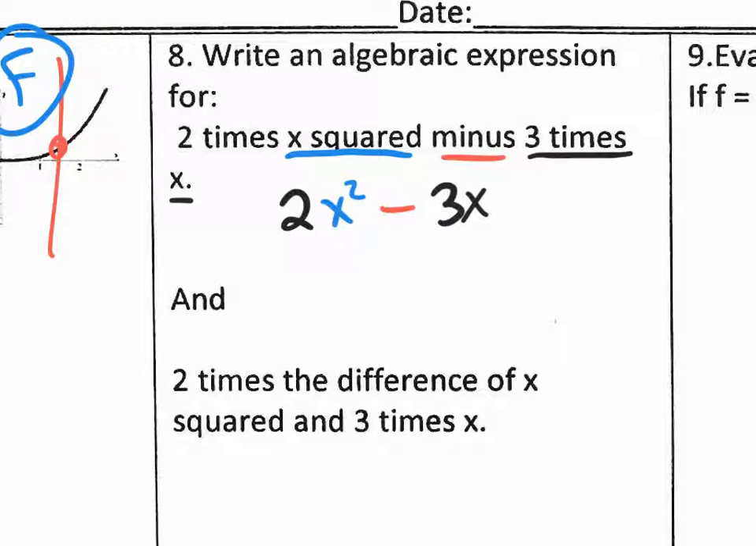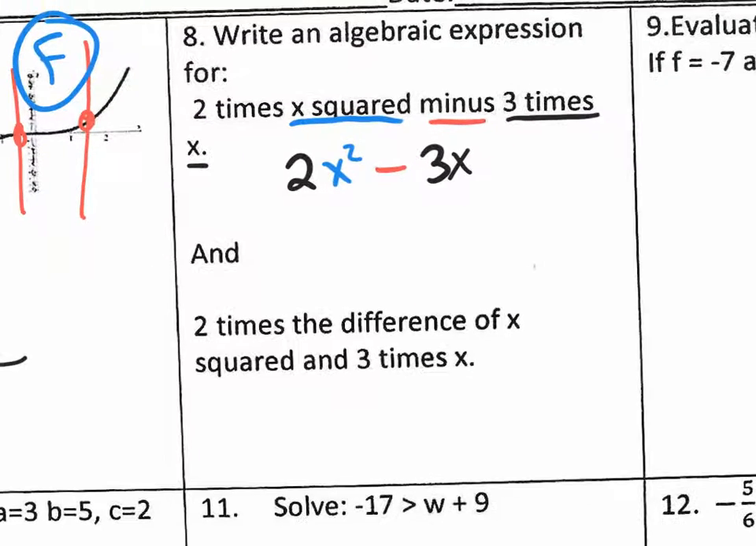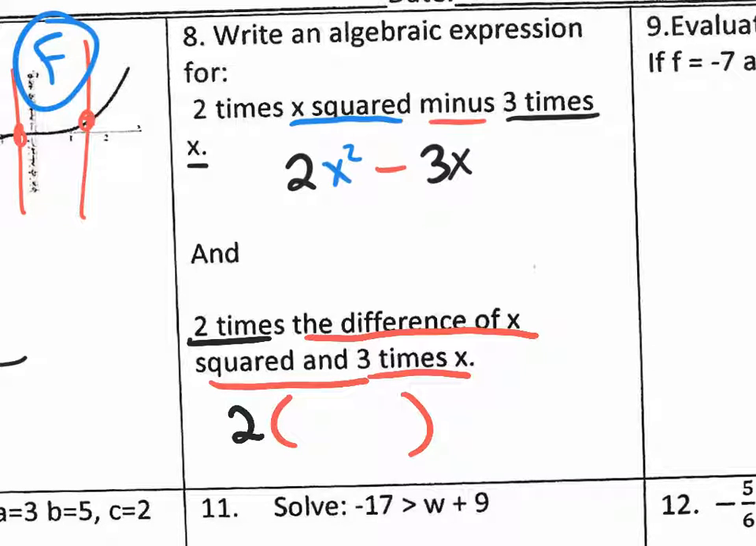Very simple, very straightforward. If you look at this one over here, let's compare this top one to this bottom one. The bottom one says 2 times the difference of x squared and 3 times x. So on the bottom one you would say 2 times, but when you say the difference of x squared and 3 times x, then that's in parentheses. So it's 2 times, the difference is minus, and what are we subtracting? We're subtracting x squared and 3 times x. So x squared would be x squared in there, and then 3 times x would be 3x. So that word difference really does make a difference compared to the first algebraic expression and the second.